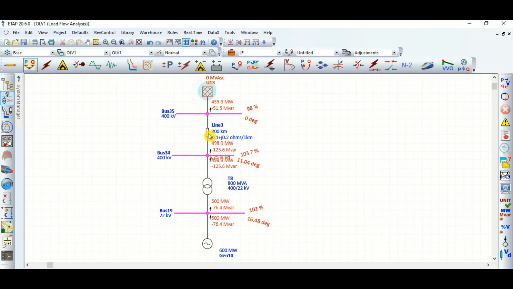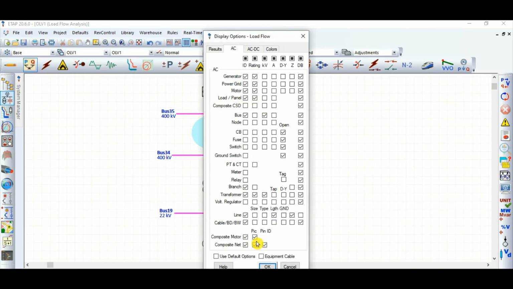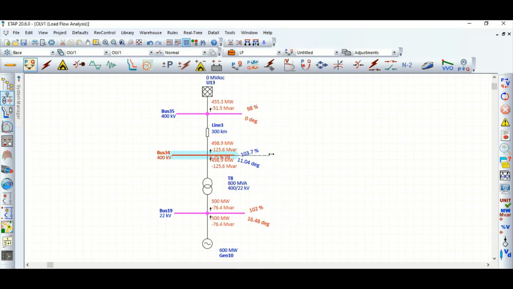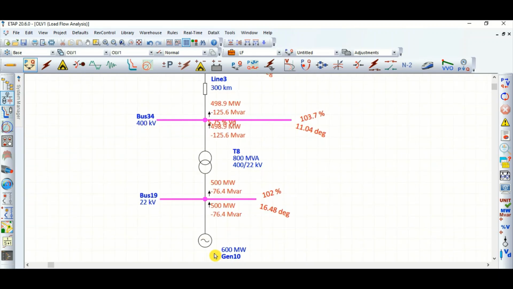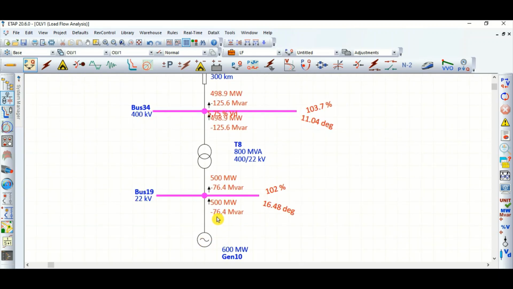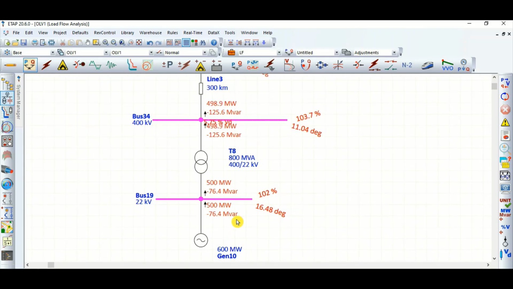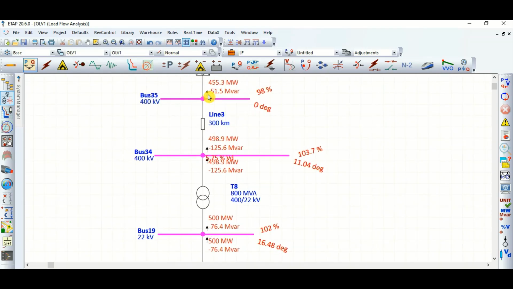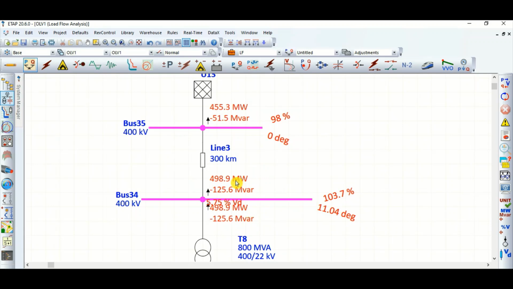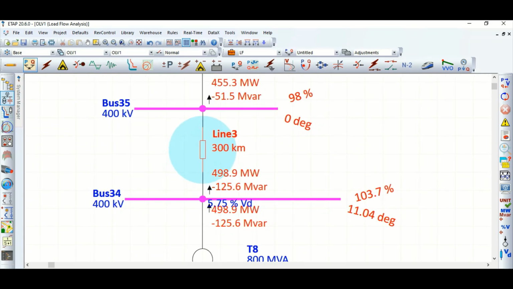Okay, so this is the grid. In between there is a transmission line I have modeled, with the transmission line impedance. So what we can see, previously the generator was supplying reactive power just to maintain the generator terminal voltage at 102 percentage, and now it is absorbing 76.4 MVAR, because the reactive power is being generated by this transmission line.